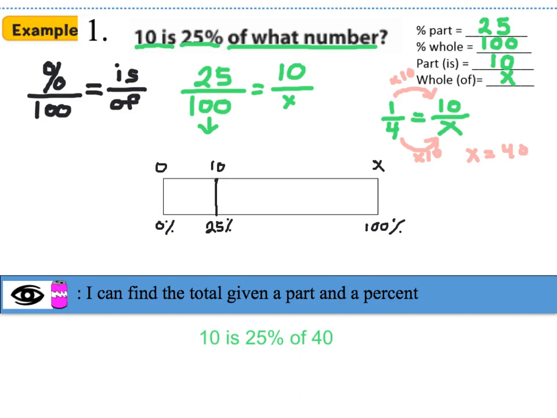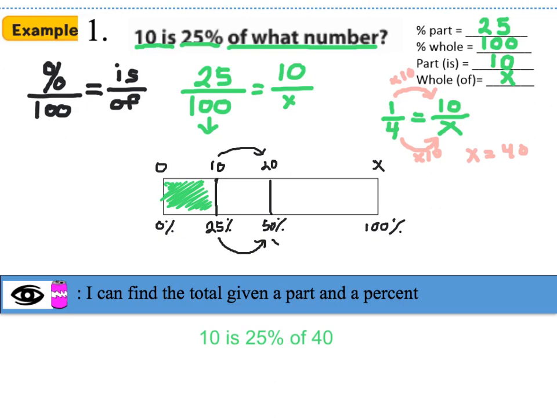So I'm going to shade this area right here because that was the region that I needed. So notice, if I add another 25% to the bottom, I'm going to be at 50%. So if I double the bottom, let's double the top. So then 50% would be worth 20.